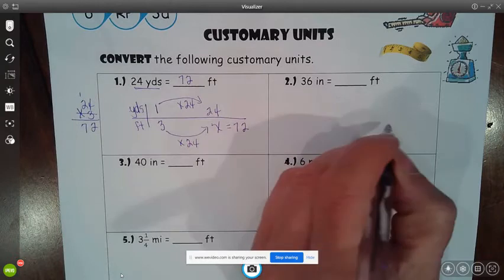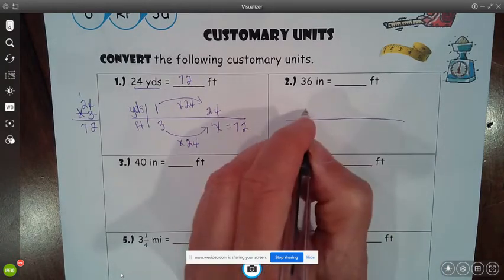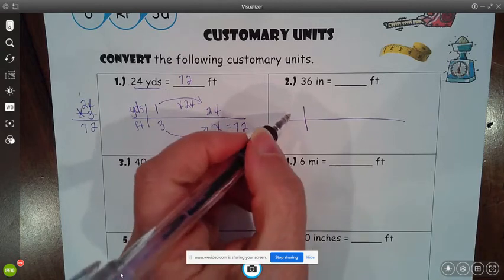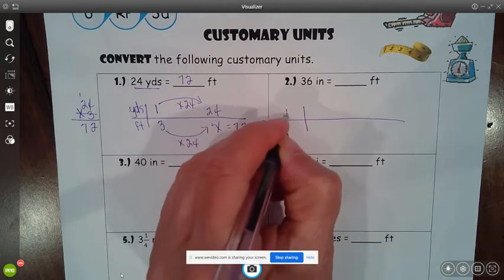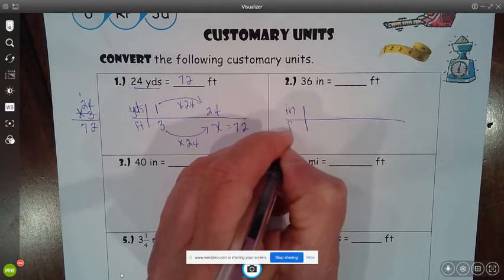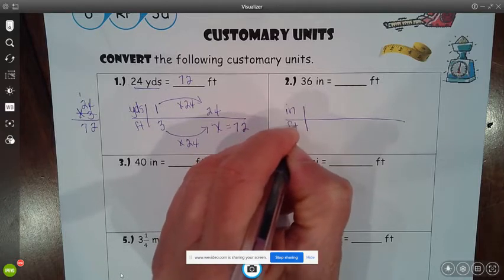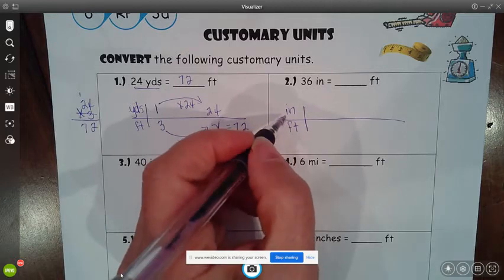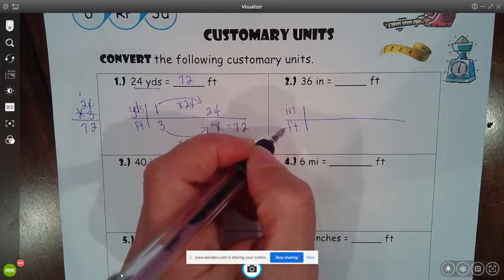Okay, let's try another one. Some kids just want to do it in their head, or they don't want to label. Guys, I can't tell you how important it is to label. Now, these are pretty simple today, but they can become complex. And it just takes the unknown out. If you label it, it just makes it easier.